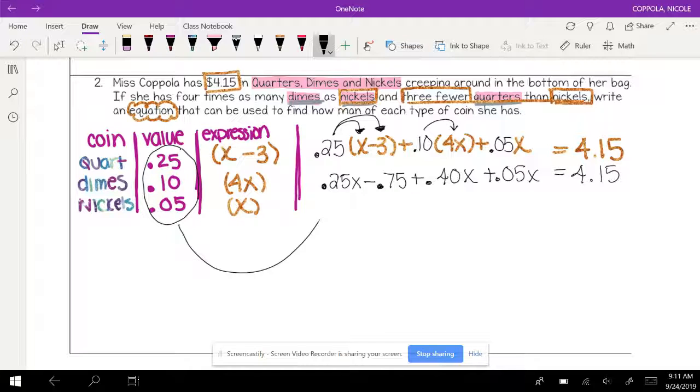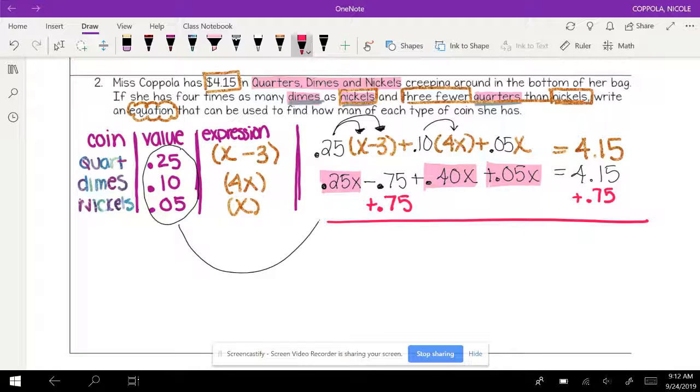Okay. Now what we got to do, guys, is group like terms. So I have an x here, he's going to stay. I have another x here and another x here. So all these guys can stay. And that just means I have to move the 0.75 to the other side. So I'll add 0.75 to both sides. Here's what's left. $4.15 plus 75 cents is $4.90.